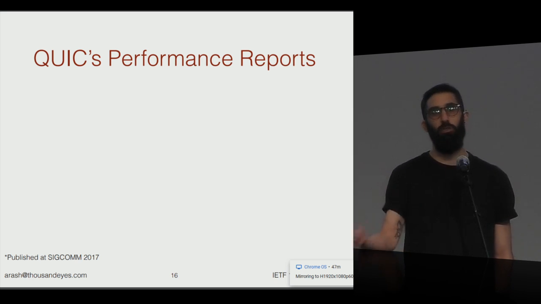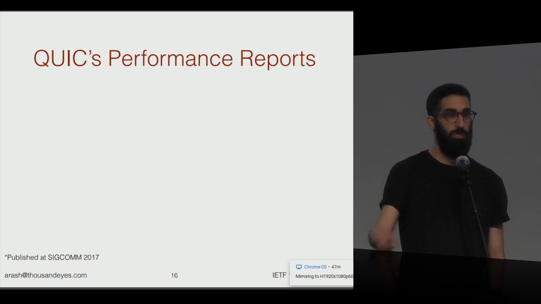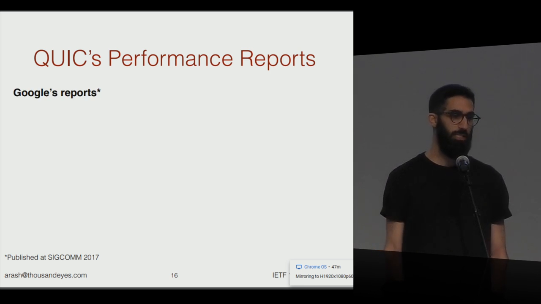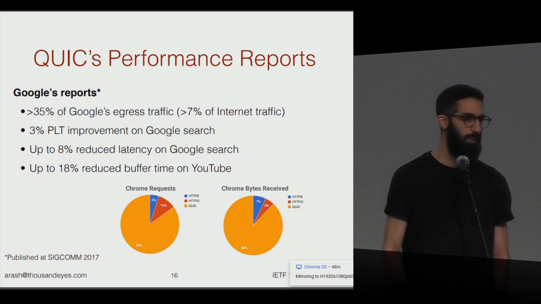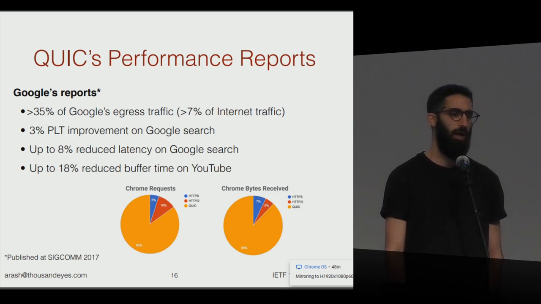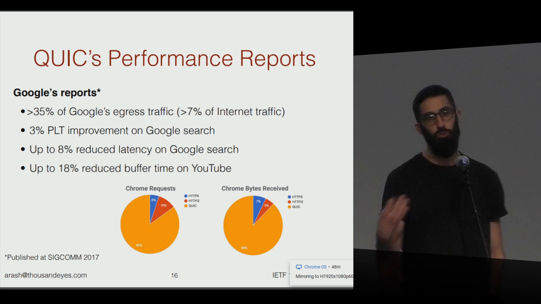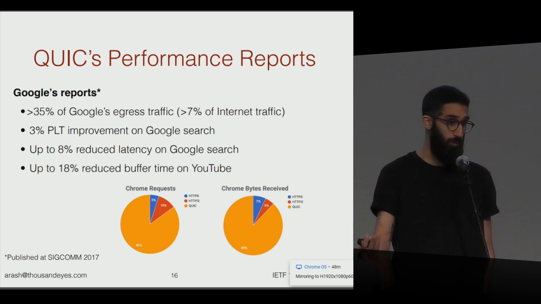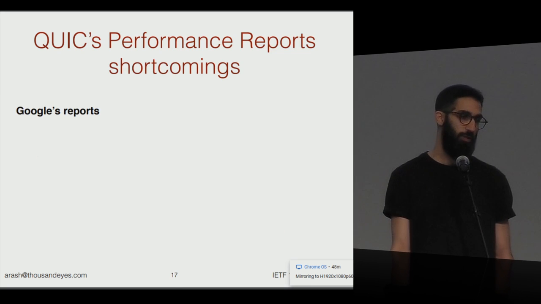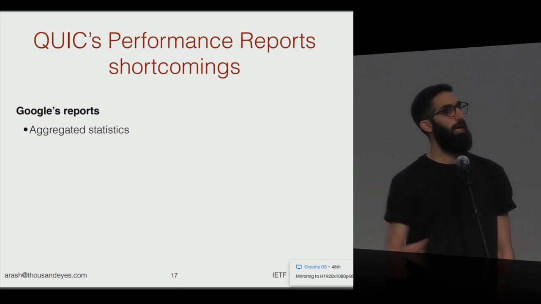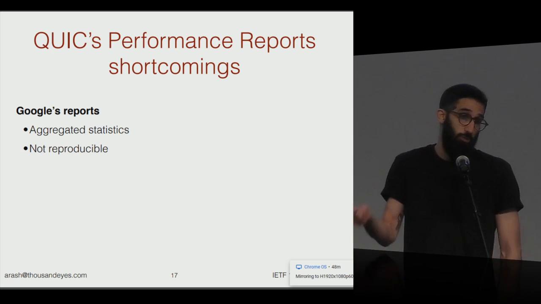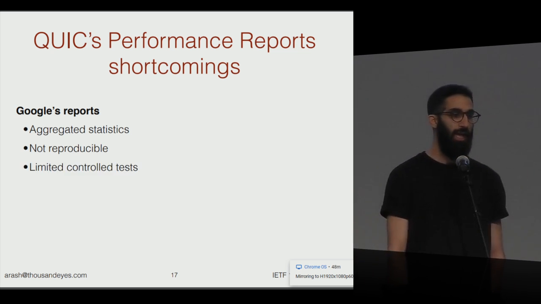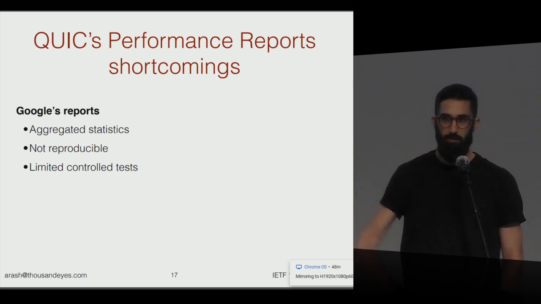But as I said, one of the main reasons for QUIC was improved performance. So Google has been reporting on QUIC's performance. They've been using it heavily, and they've been putting out reports that it helps with page load time, with YouTube rebuffering, and all these great numbers that it's perfect and it's very promising. However, the issue with these is that they're all aggregated statistics and not really reproducible by anyone else unless you're Google and you have access to that data, and they don't really report any controlled tests. Again, everything is aggregated statistics.